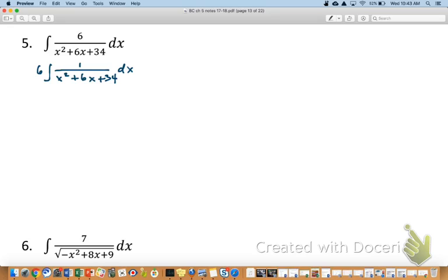Does anybody remember? Maybe this is where Forrest was going or Samuel was going. What do we have to do to get it to the right form? Don't you have to separate it so it's x squared plus 6x plus 9 plus 25? What's that called? Complete the square. Completing the square. Yes, we got to complete the square here.